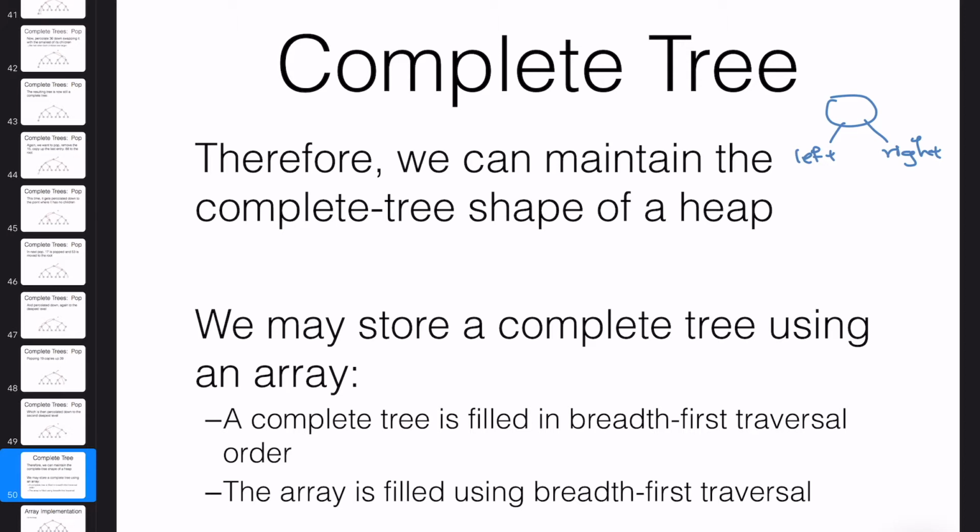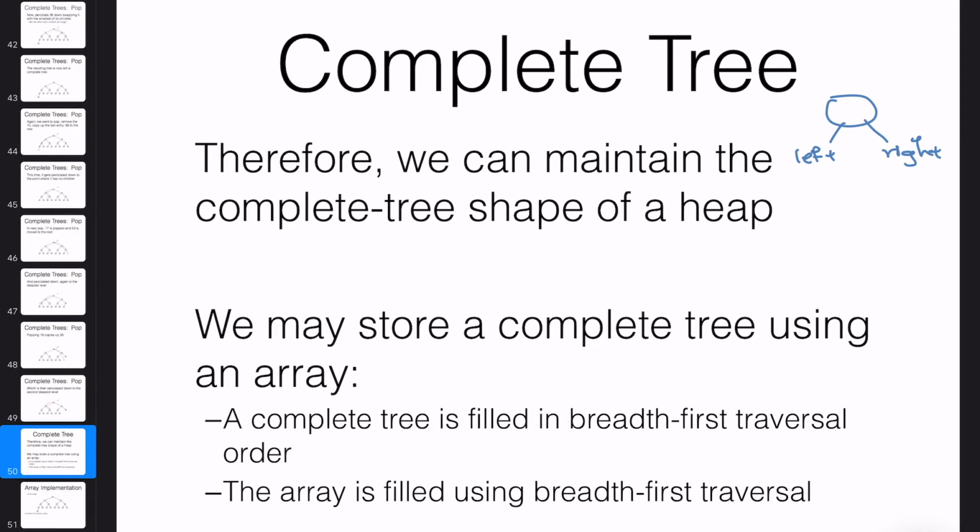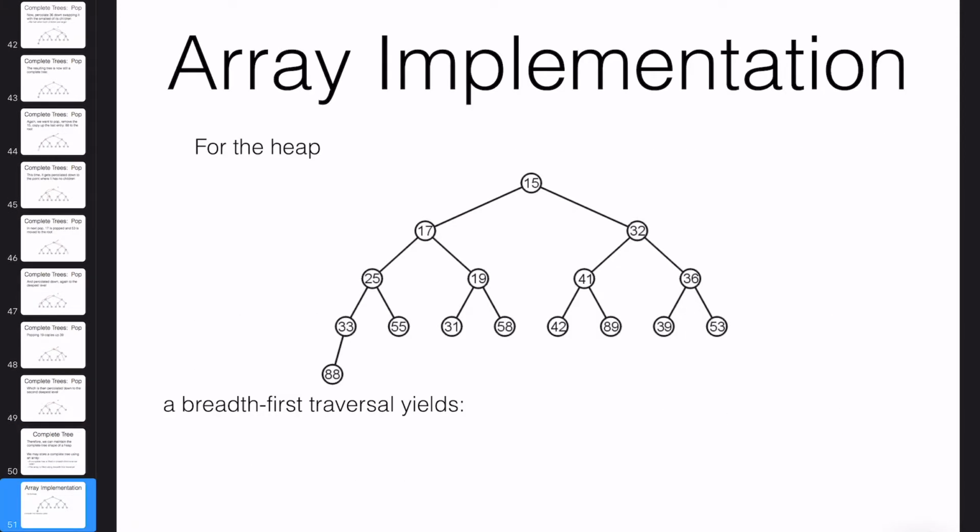But now I'm going to show you that because our tree is in the form of a complete binary tree, we can use an array to store the whole tree. How are we going to use that? Just think about this example. This is a complete binary tree and this is a min heap for us as well.